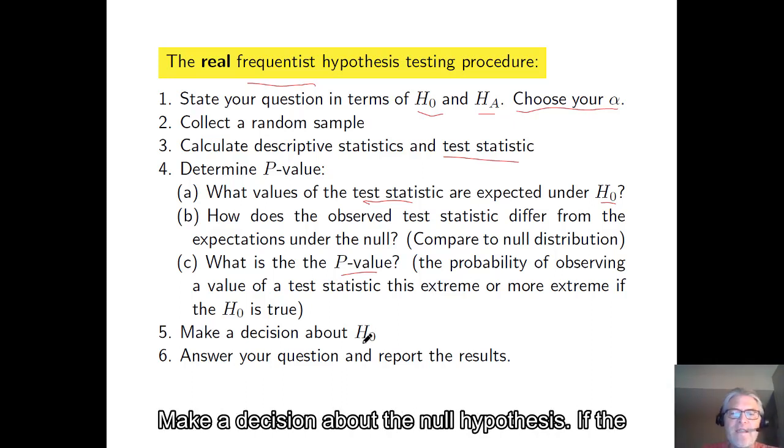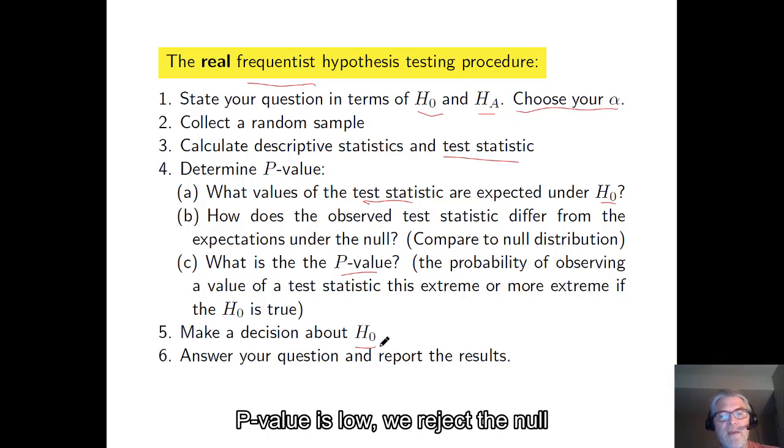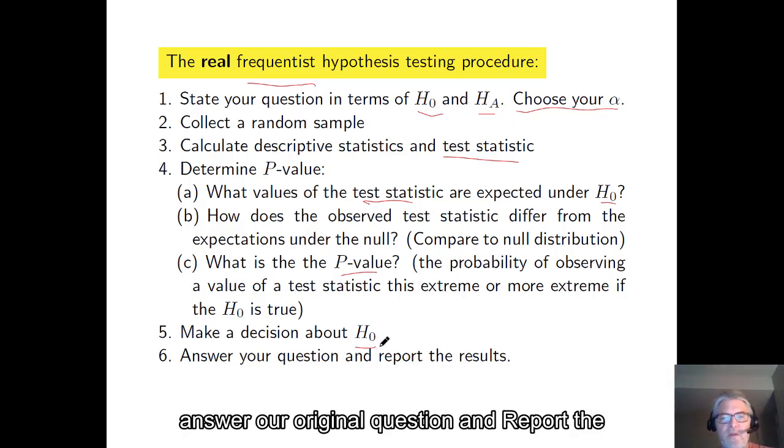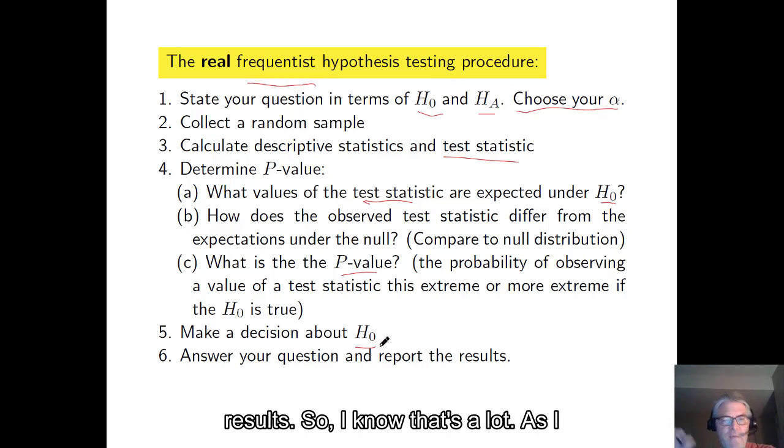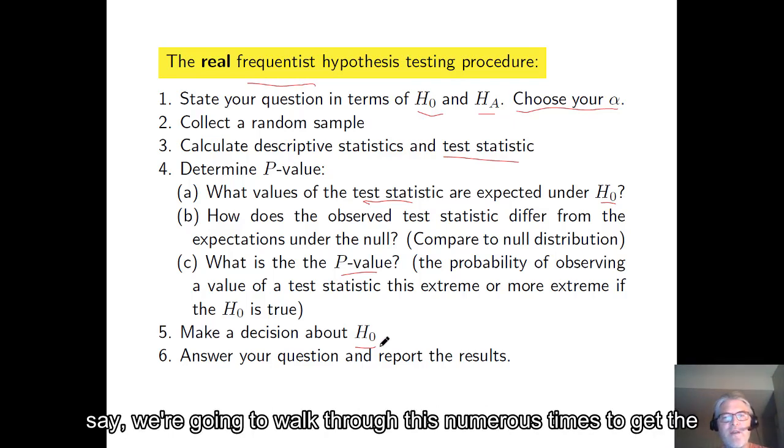That allows us to make a decision about the null hypothesis. If the p-value is low, we reject the null hypothesis. And then we answer our original question and report the results. So I know that's a lot. As I say, we're going to walk through this numerous times till you get the hang of it.